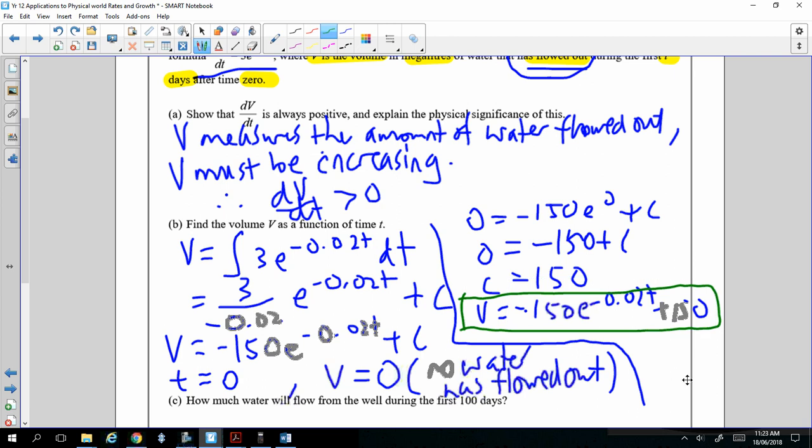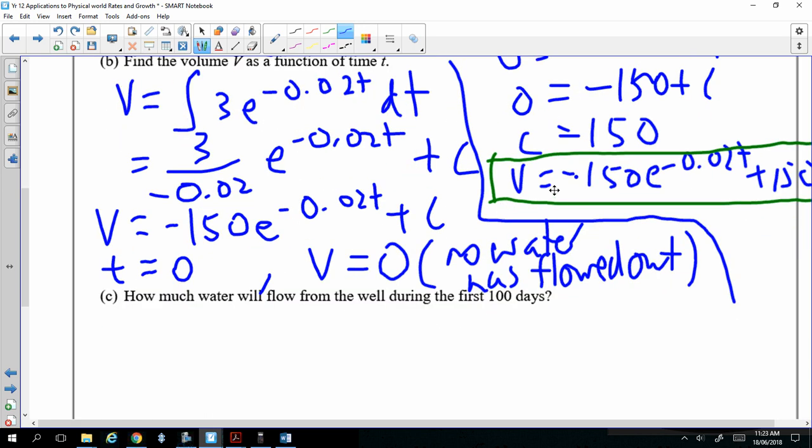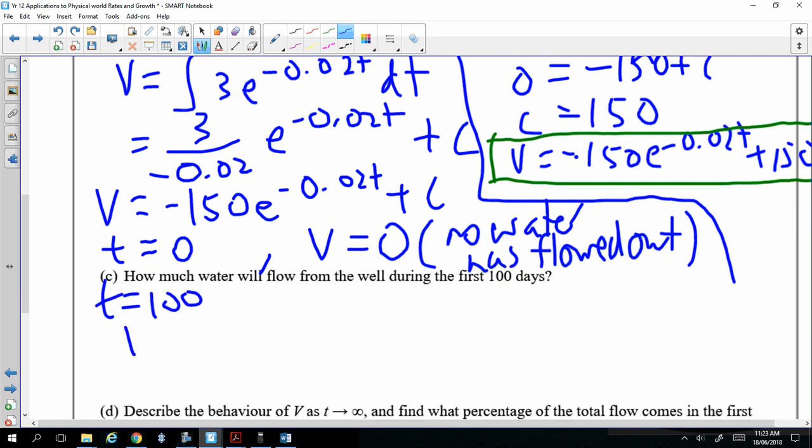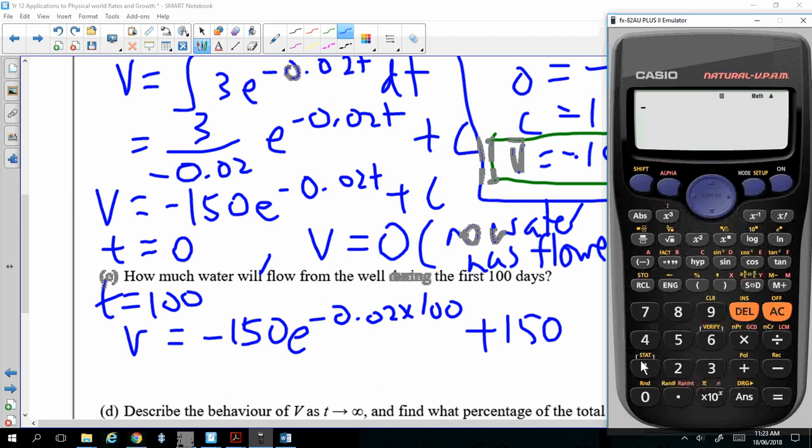Okay, good. After we do this, we'll do the second part. How much water will flow out from the well after the first 100 days? So what you have to do is just substitute t equal to 100. So V equals negative 150 e to the power of negative 0.02 times 100 plus 150. Use your calculator. You will get, after 100 days, 129.7 liters of water has flowed out after 100 days.